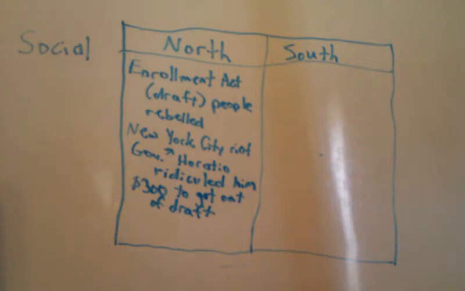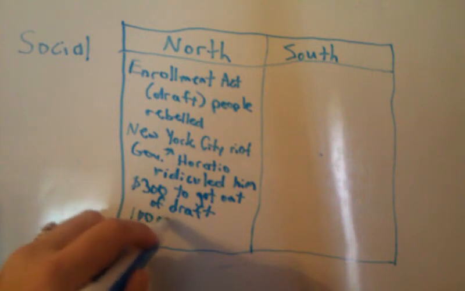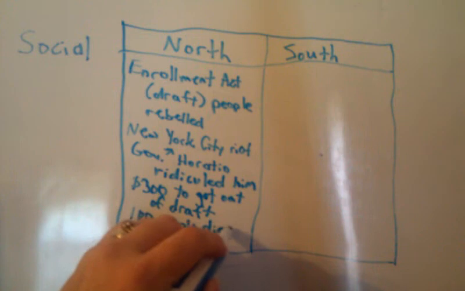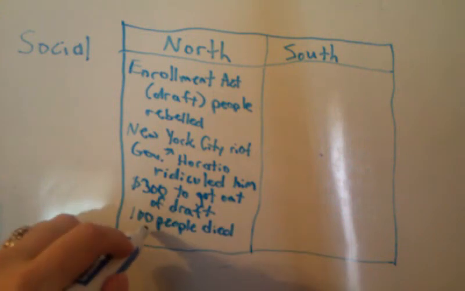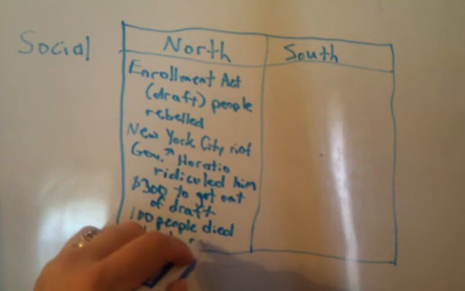Okay. The mass of people grew violent, and it took several days to calm the city down. By then, as many as 100 people had lost their lives. The North was not the only place that had to deal with riots, however. So, 100 people died due to the riot.